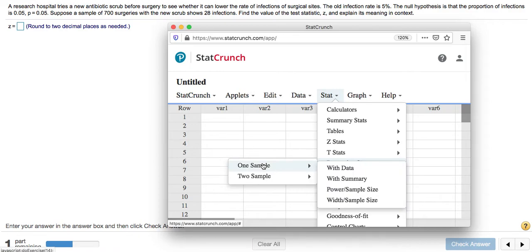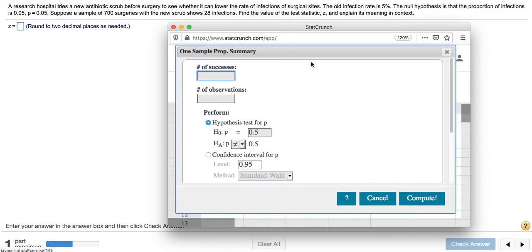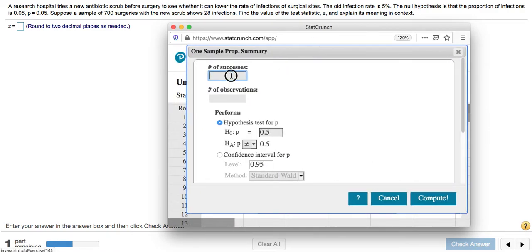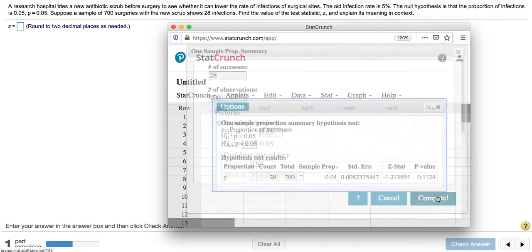There is one sample that we're working with, and the information is summarized from this sample. So that opens this up for us. The number of successes is 28 out of 700 sample size. And we're doing a hypothesis test where p is equal to 0.05. So I have to change that to 0.05. Now, the alternate hypothesis is, we think that this new scrub actually will lower it. So we're going to say that the new proportion is less than 5%. Okay, so I'm going to click compute, see what we get.